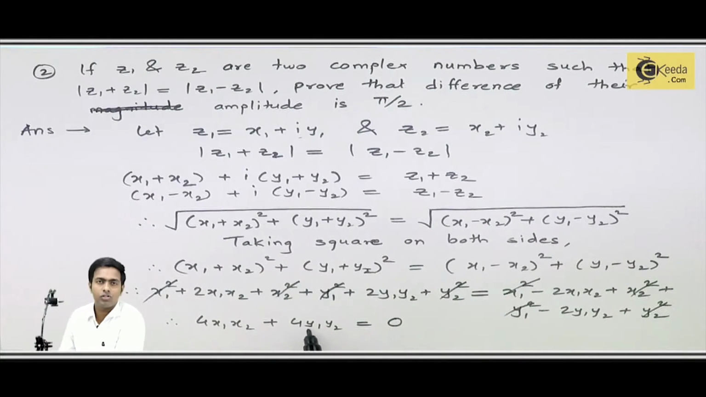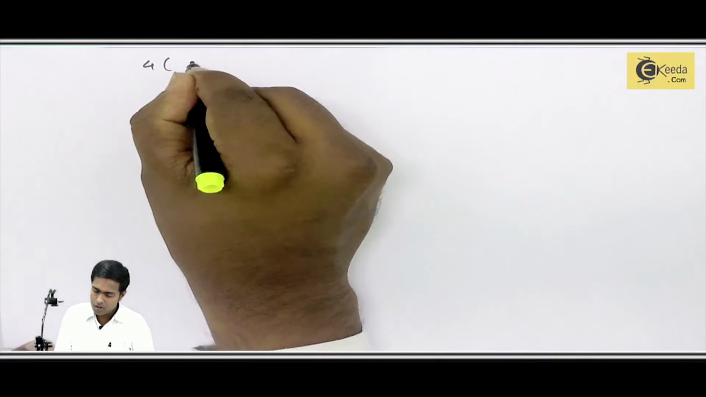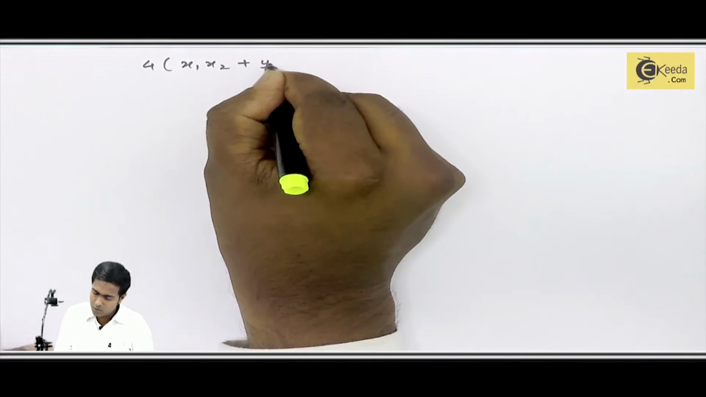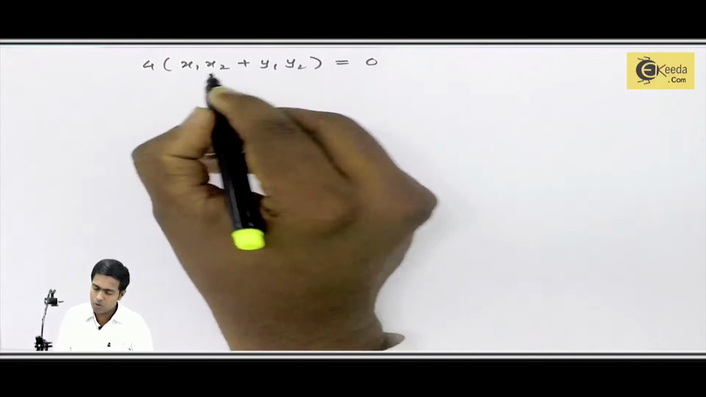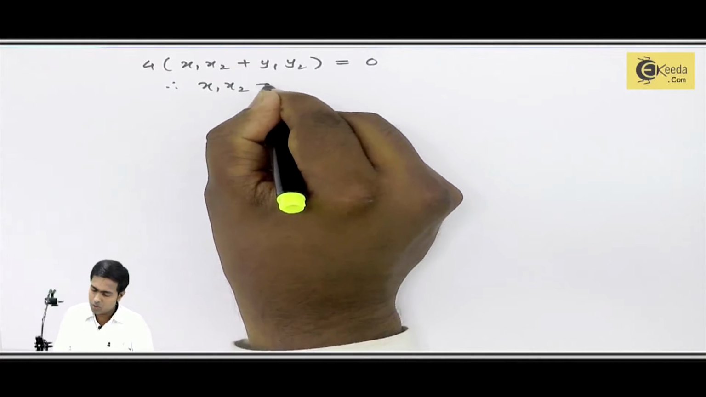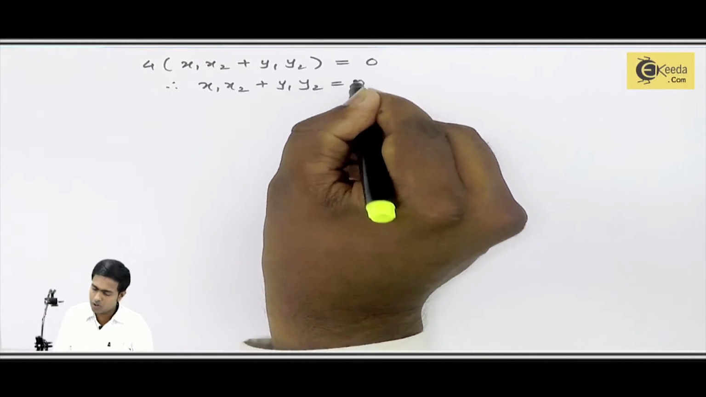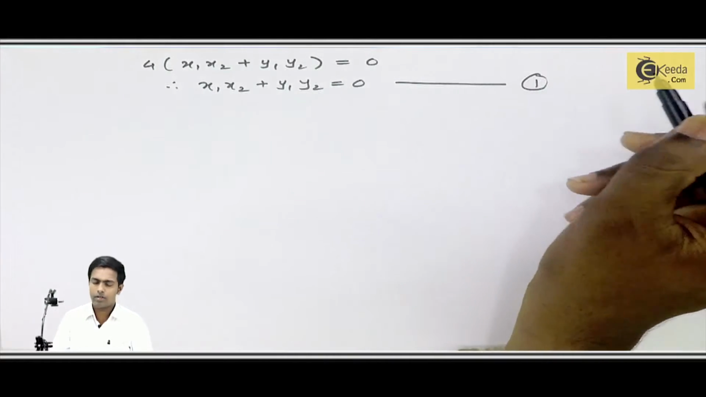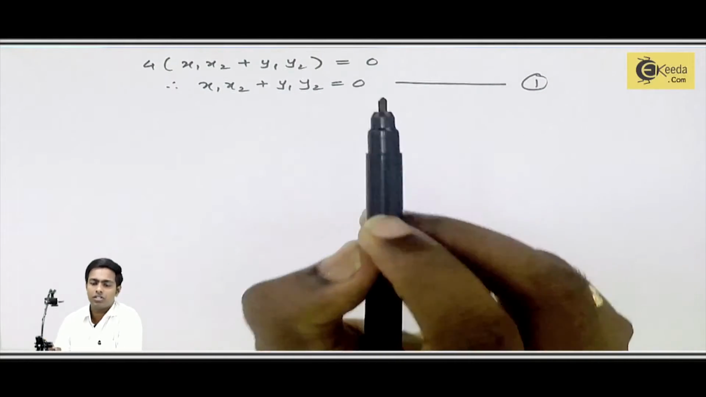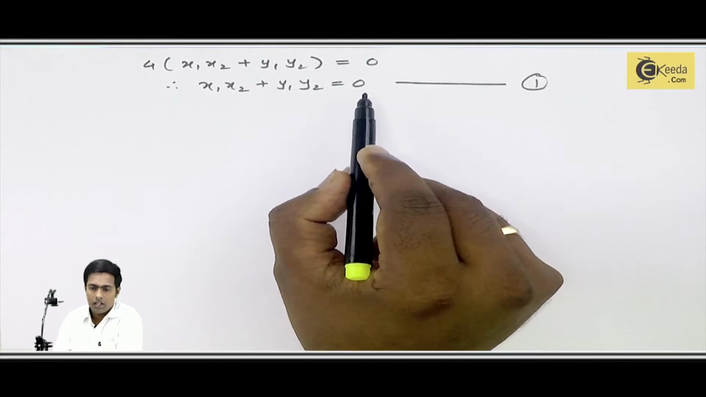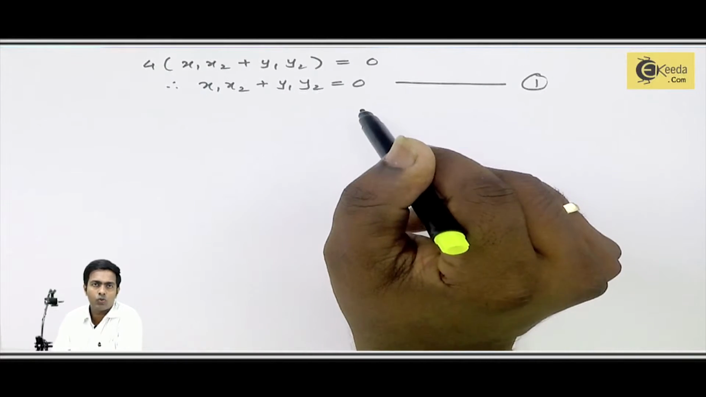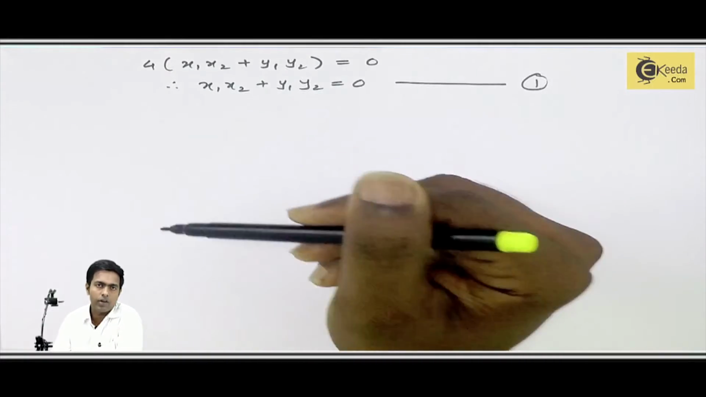Now from both these terms we can take 4 as common, and x1 x2 plus y1 y2 will remain in bracket equal to 0. So we will get 4 (x1 x2 plus y1 y2) equal to 0. Therefore x1 x2 plus y1 y2 is equal to 0. Now this is result number 1. So from the given condition we got this result. Now this result is very useful for us to prove the given question.